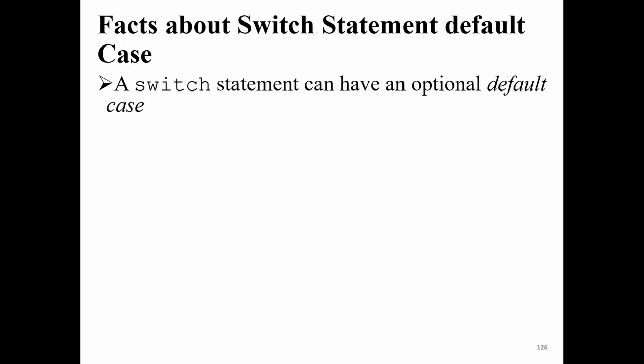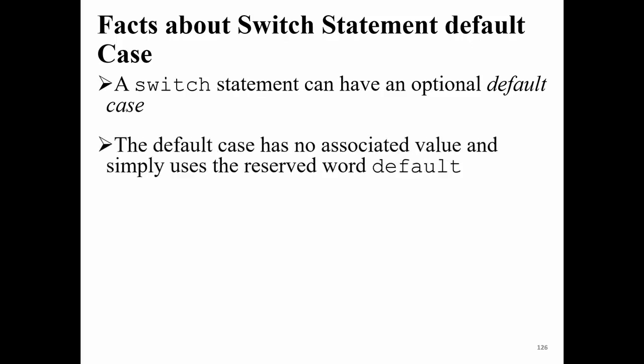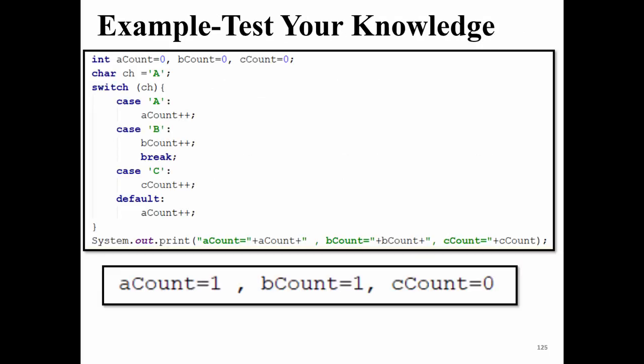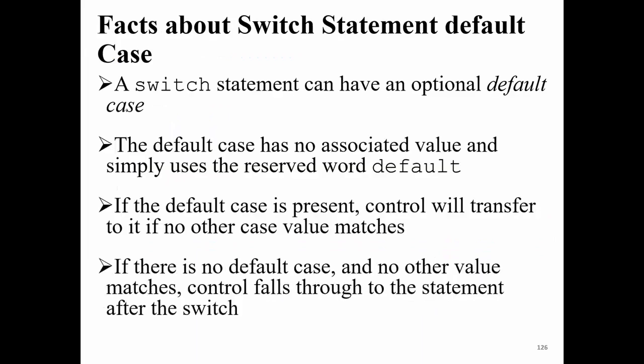So some facts about the switch statement. The switch statement has an optional default case, and it's going to be executed if there's no match for any of the values. So you can go back to this example, implement it by yourself, and change the character to D and see what will be executed. In that case, if the character is equal to D, you're going to go to the default statement. If there is no default statement and no other matching value, then the control will fall out of the switch statement.